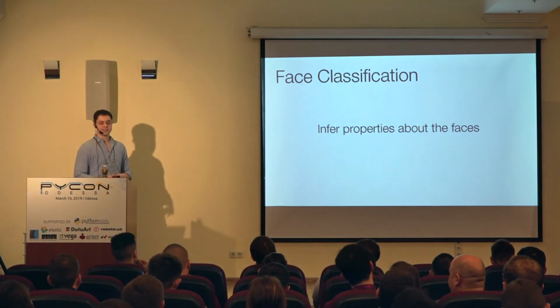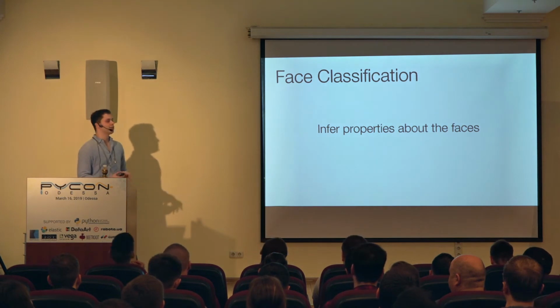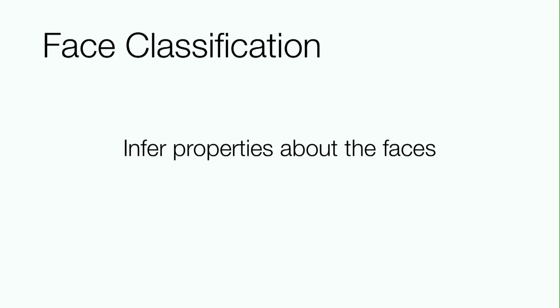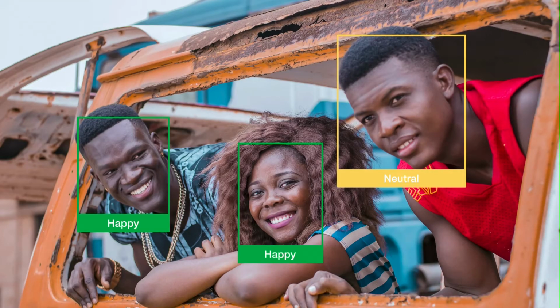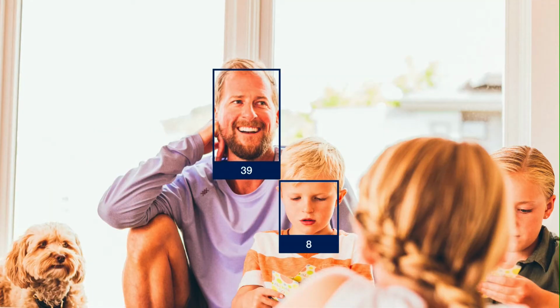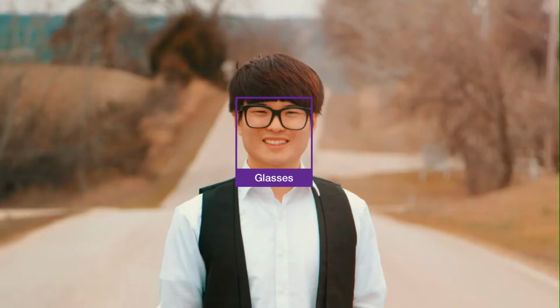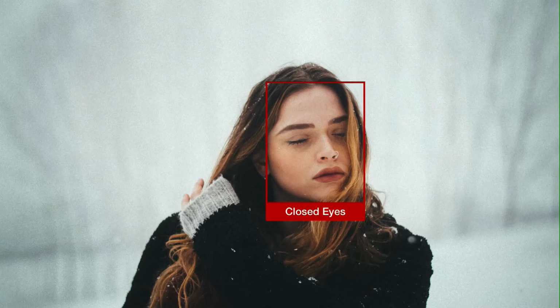Another important task is face classification. Here, you're trying to infer some properties of the face. It's not about the specific person, but about some metadata about this person. So for example, you could try to classify the gender of the person. You could try to classify emotions. You could try to estimate ages and a number of other properties. For example, is the person wearing glasses or not? Did the person close their eyes in the picture? There are a number of common tasks that people are trying to solve like this.